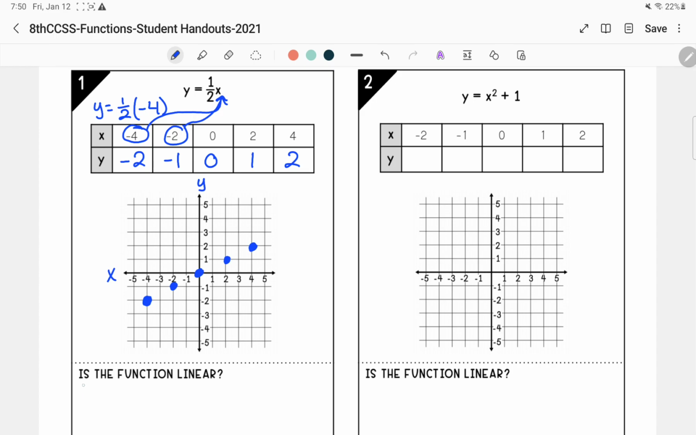The answer is yes. And that could be for several reasons. Because we didn't really talk about it, but this equation up here is in slope-intercept form. That 1/2 would be our slope, then x, then plus b. Our y-intercept would just be 0. So we're good there. So yes, we could say something about the equation is in y equals mx plus b.